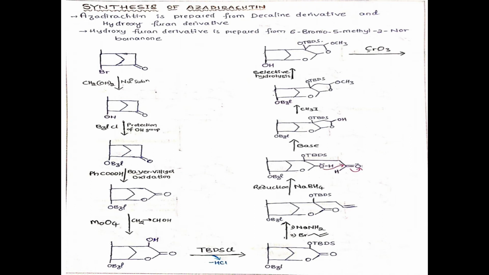After ozonolysis, the compound is treated with sodium borohydride. After ozonolysis, we get a diketonic compound, and on treatment with sodium borohydride, this ketonic group is selectively reduced to a hydroxy group. So this ketonic group can be converted into a hydroxy group.